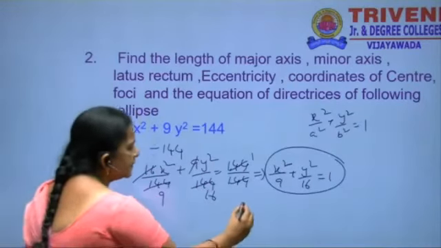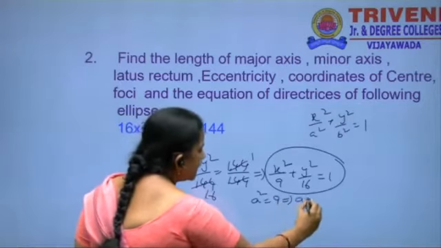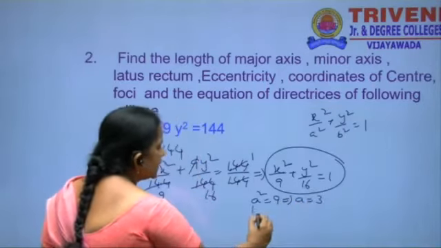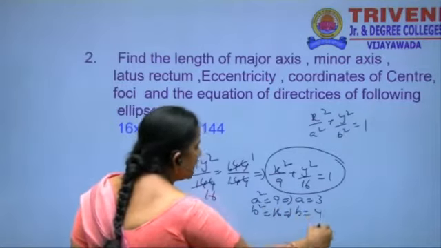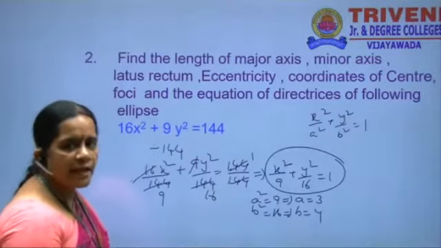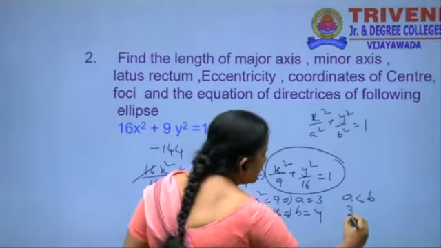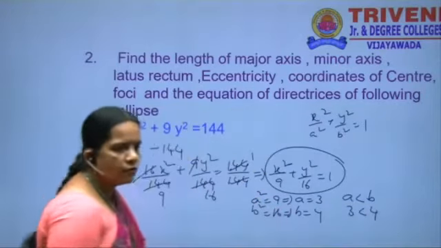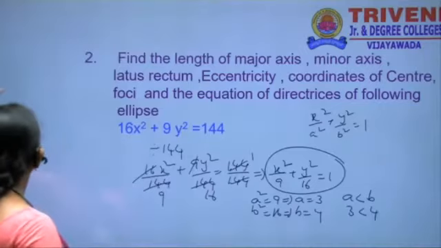But here the value of a square is equal to 9, that implies a is equal to 3. b square is equal to 16, that implies the value of b is 4. Here a is less than b, that is 3 is less than 4. Here also we have to find the center of the ellipse is 0, 0.